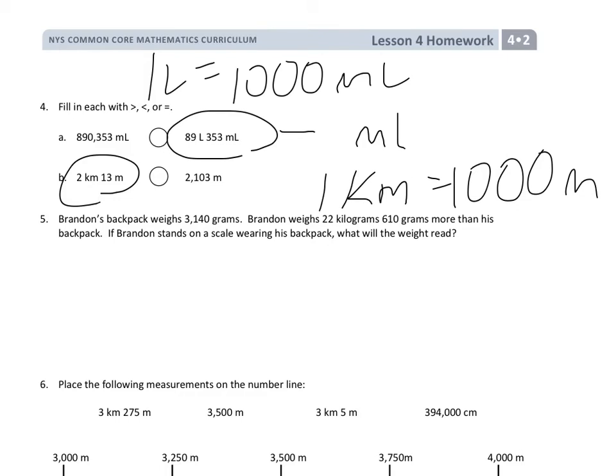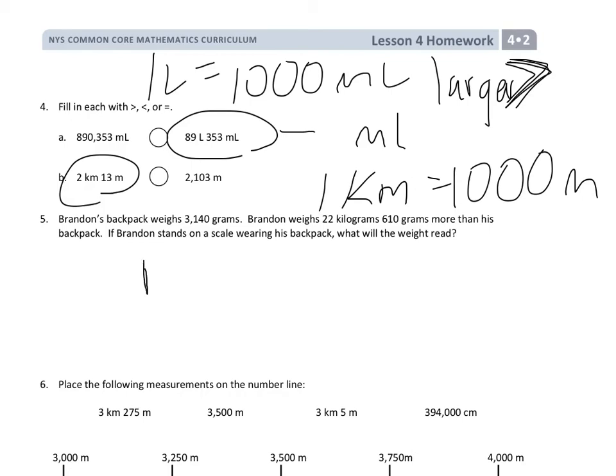Okay? The next problem says Brandon's backpack, and then students are going to use greater than, less than, or equal to. So remember, the larger number goes with the opening of the symbol. Brandon's backpack weighs 3,140 grams. Brandon weighs 22 kilograms, 610 grams more than his backpack. If Brandon stands on a scale wearing his backpack, what will the weight read?